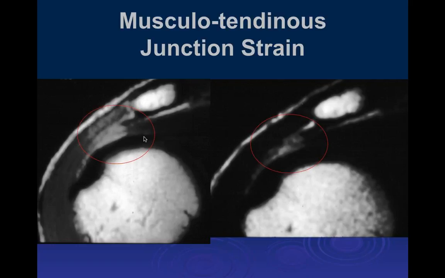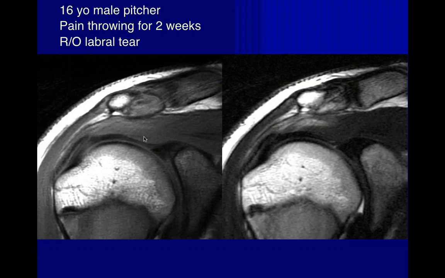Here's another young individual, I think he was around 20 years of age, who was also playing football, came down on his shoulder. What we can see here is an acute musculotendinous tear at the musculotendinous junction of the supraspinatus muscle and tendon. The tendon is intact. And again, in the younger people, the tendon is not the weak point. The weak point is really the muscle and the musculotendinous junction. This was treated conservatively, and he did well.